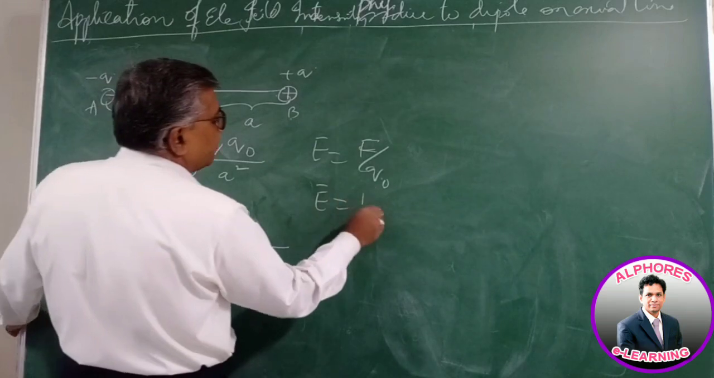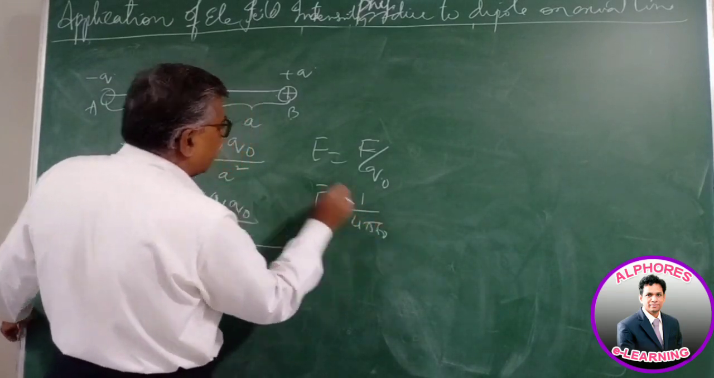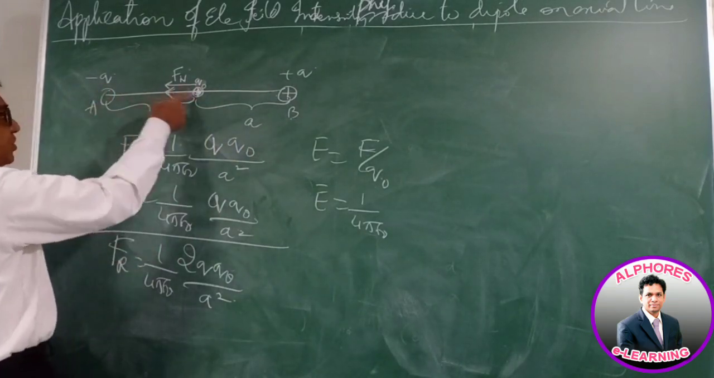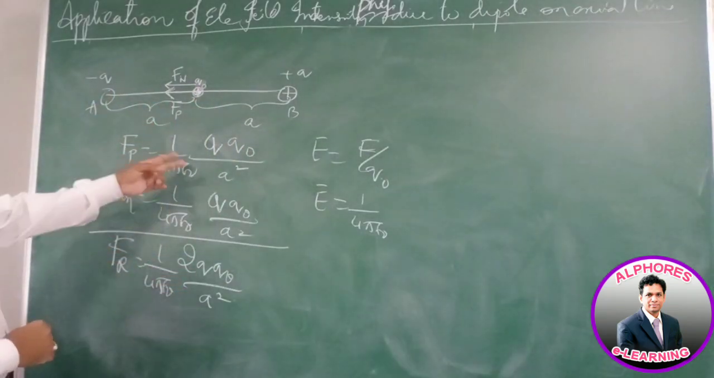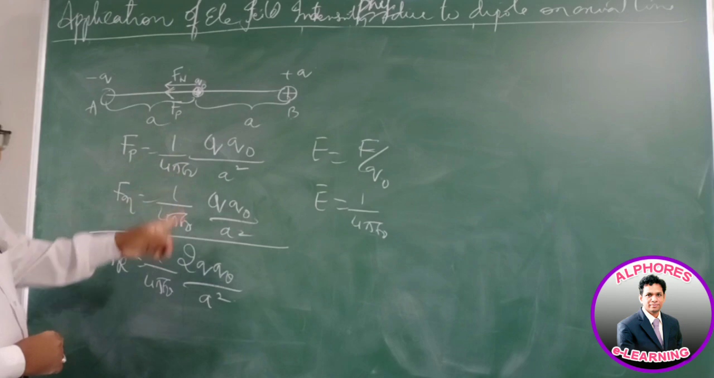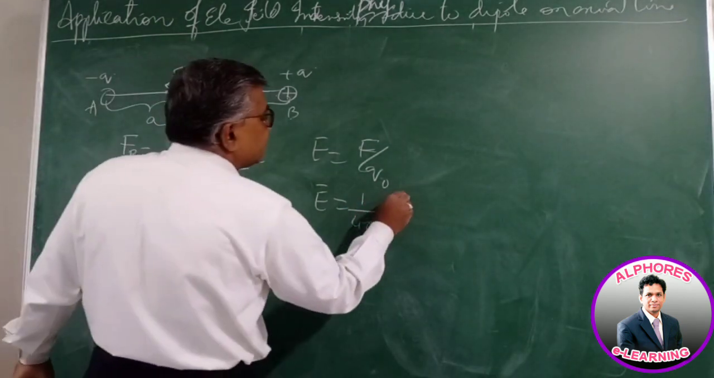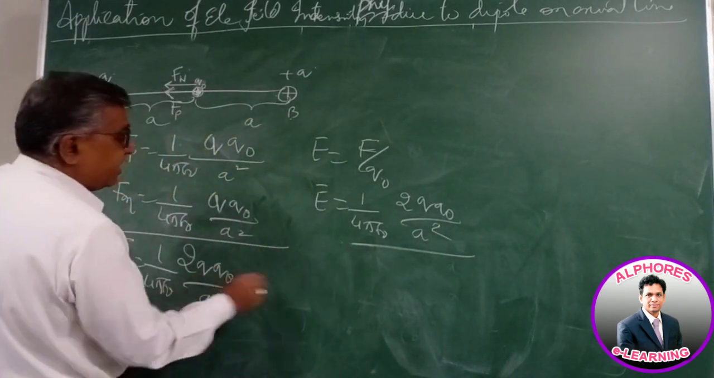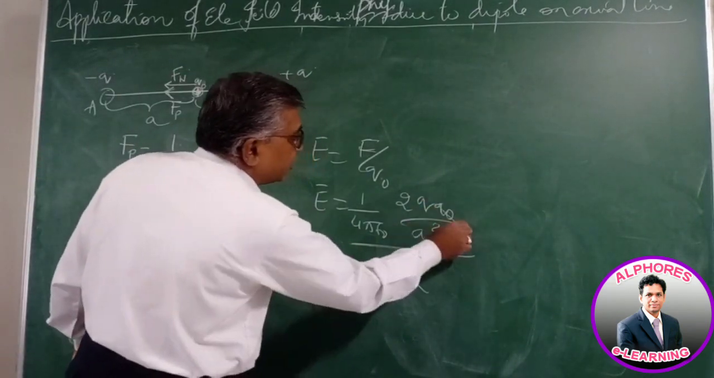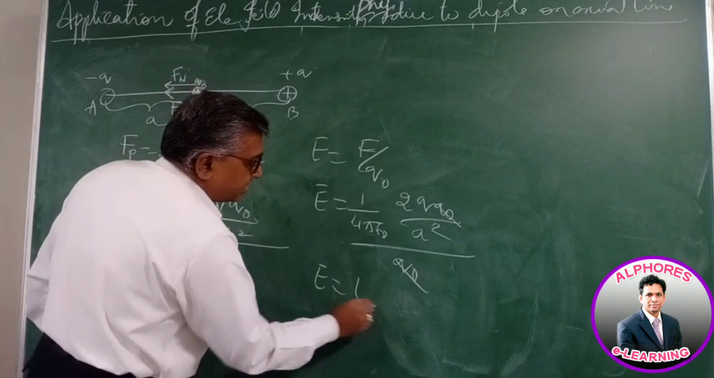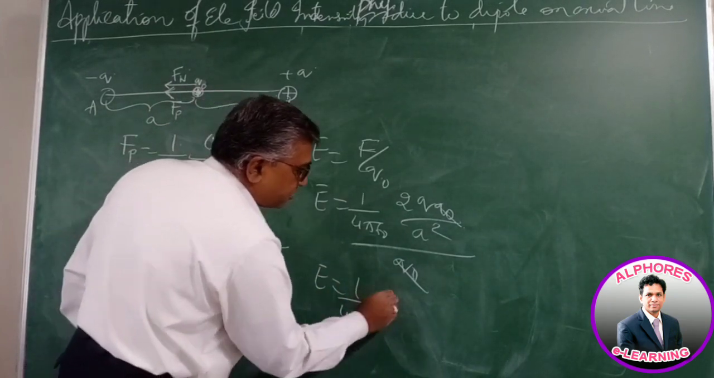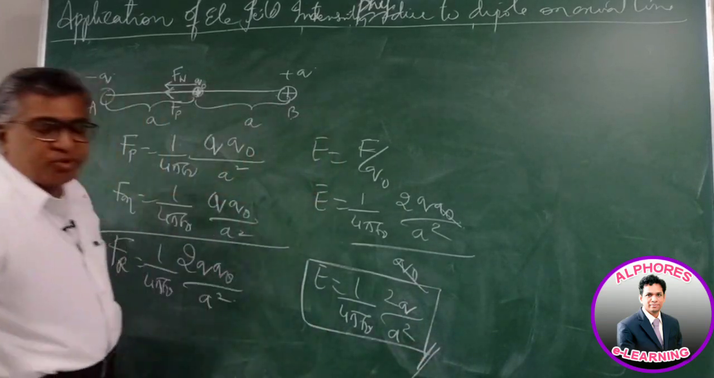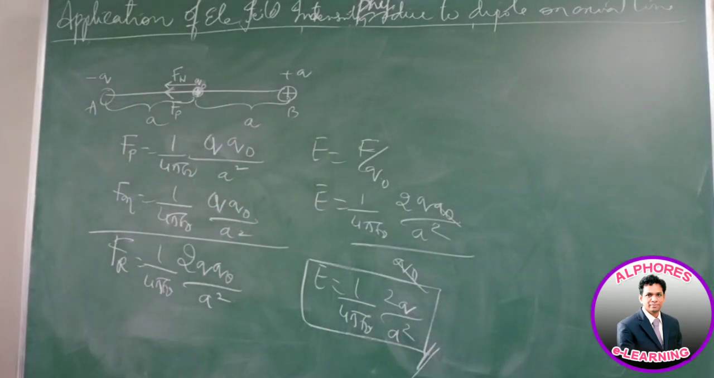F is 1 by 4 pi epsilon naught. Force due to the positive charge is q naught by a square, negative charge q naught by a square, same, adding, both are in the same direction. So the net force is 2 q naught by a square, divided by q naught. And q naught cancels. So the electric field is 1 by 4 pi epsilon naught, 2q by a square. A very beautiful question, right?